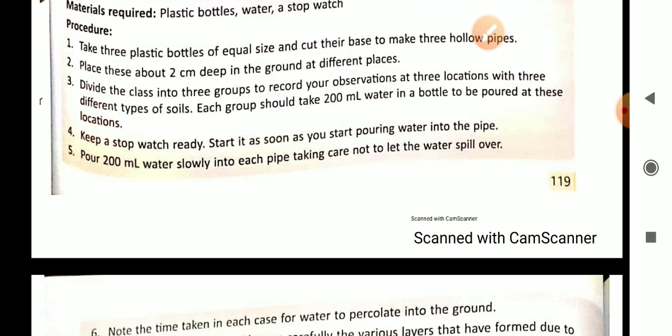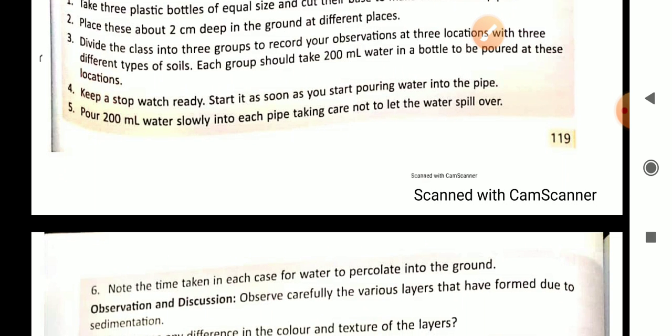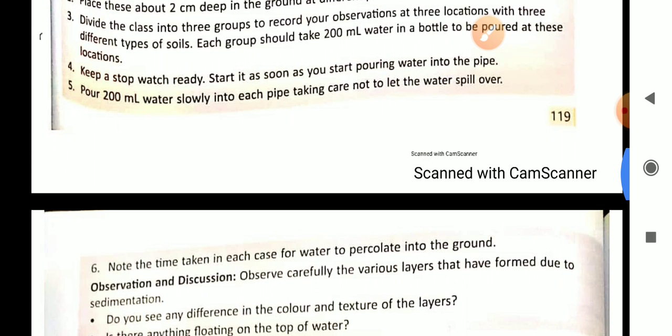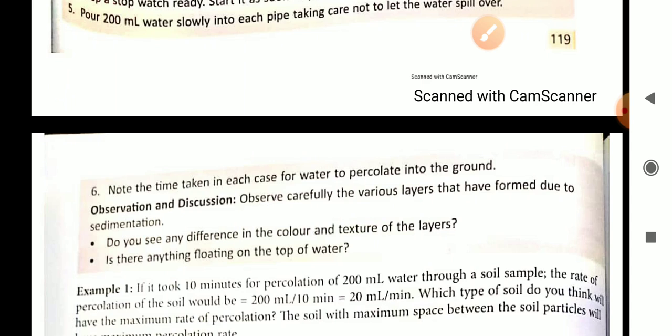Then keep a stopwatch ready and start it as soon as you start pouring water into the pipe. You have to take 200 milliliter water in each bottle and slowly pour the water into the pipe, taking care not to let the water spill over. The water should not spread here and there; you have to pour it at one place. Then note the time taken in each case for water to percolate into the ground.